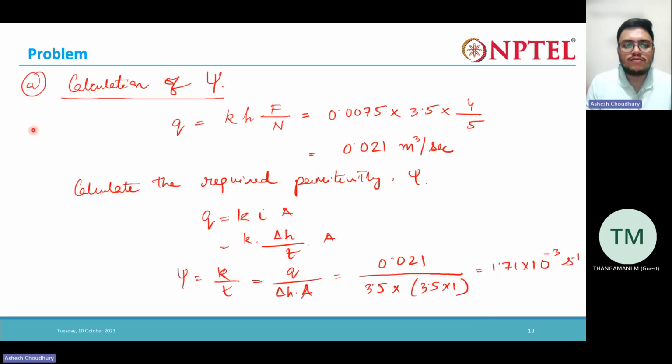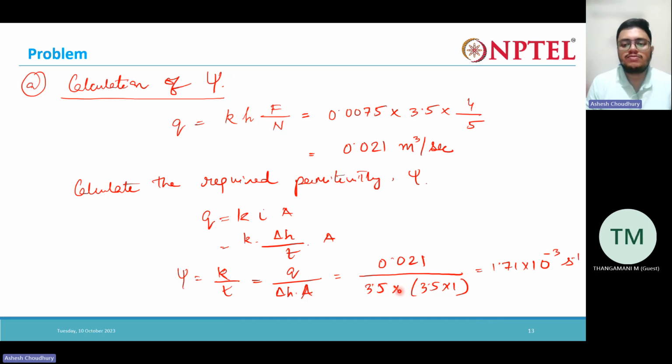First we need to calculate the required permittivity. For that, we first calculate the flow, Q equals k times H times Nf by Nd, with the number of flow channels 4 and number of equipotential drops 5. The k is this one, and the total head is 3.5. So we get Q. Then we calculate the permittivity. What is the permittivity? k by t is nothing but Q by delta h times A. So what is the head loss?